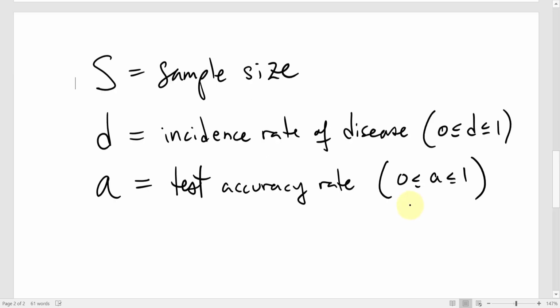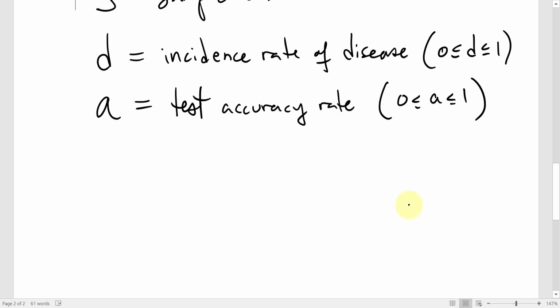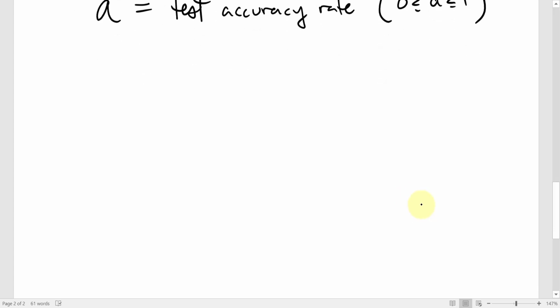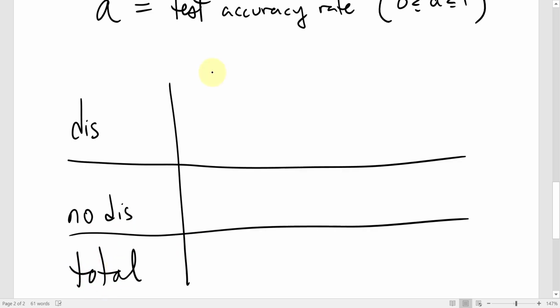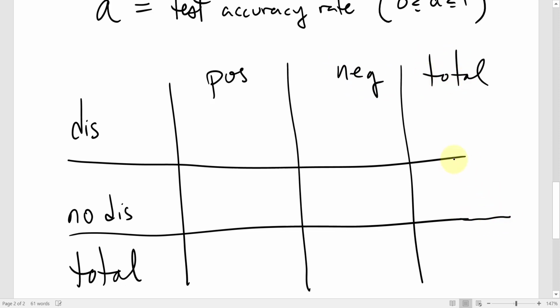So we need to make a table, as we did before, so I can figure out what the probability is. If you tested positive, what is the chance that you have the disease? That's really what this whole thing comes down to. So we'll do the same table as before. There's disease and no disease, and there's a total. There are people that test positive and test negative, and a total. But now we have an arbitrary sample size, S.